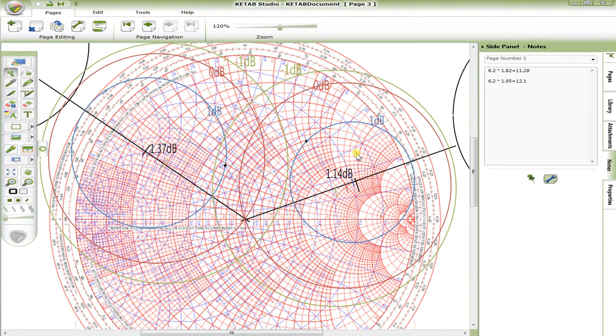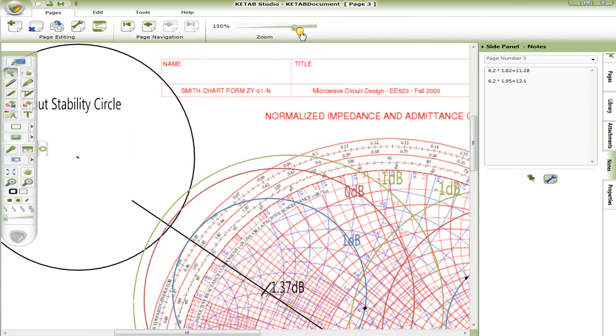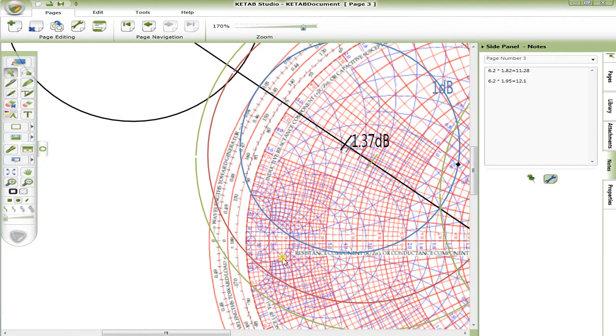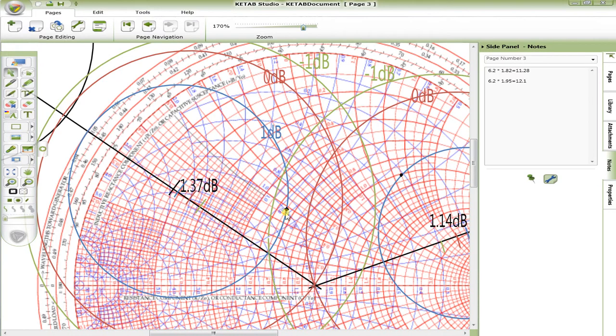Now going back to the kitab, if we zoom in at the input and output 1 dB circles, we picked 2 points, this one and this one, marked in black. It is easier for us to go to the center. We picked those because they're a straight shot to the center of the Smith chart, which is matched.